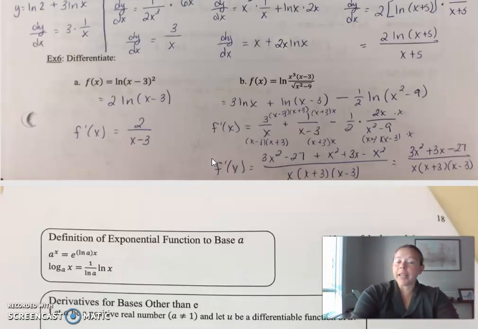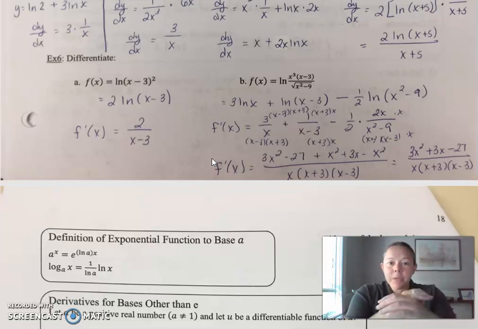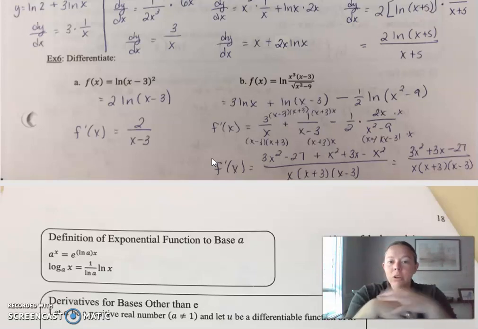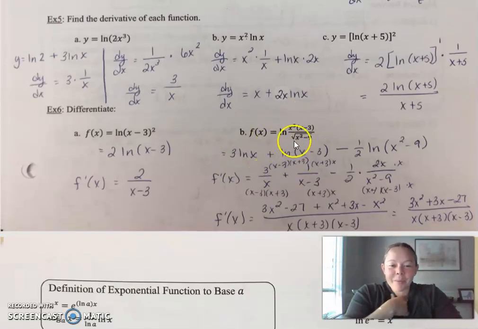Now, do you remember back in Algebra 2 when we used to make you expand? You had to practice expanding and condensing your natural log problems. And you said, what is the point of this? Well, here you go. Look at this problem.